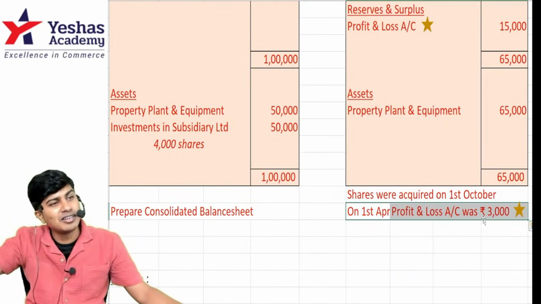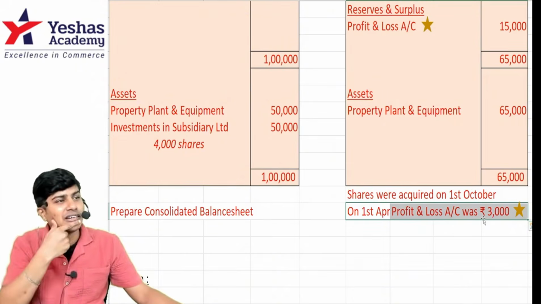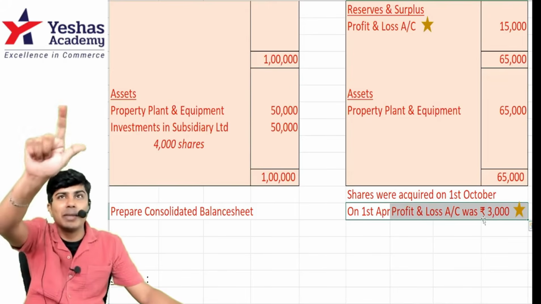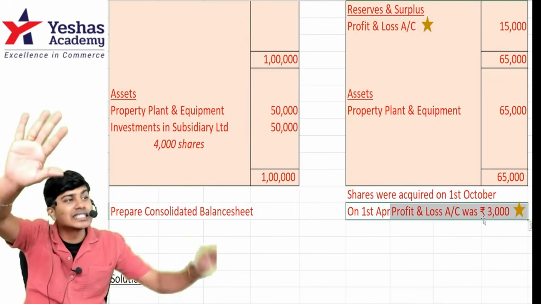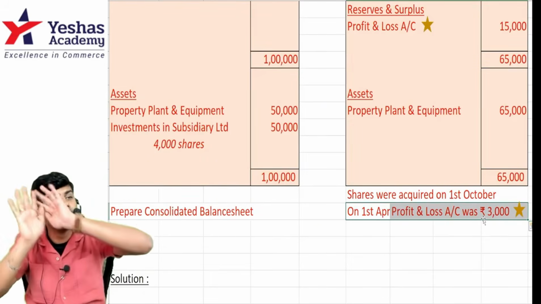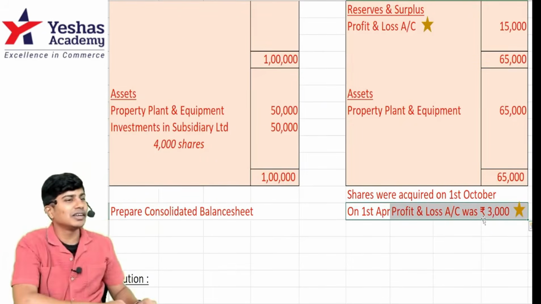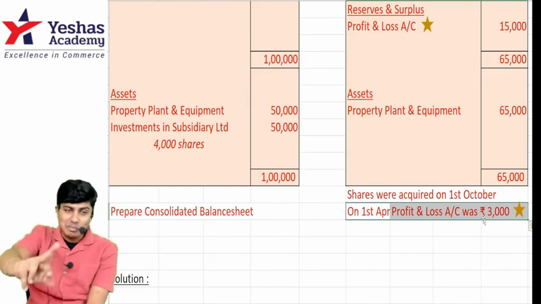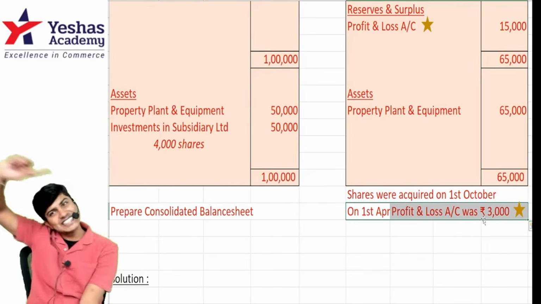12,000 is April to March. When did the acquisition happen? October 1st. So how many months? April, May, June, July, August, September. So 12,000 into 6 divided by 12. 6,000 is pre. 6,000 is post. Total pre is 3 plus 6, 9. Post is 6.